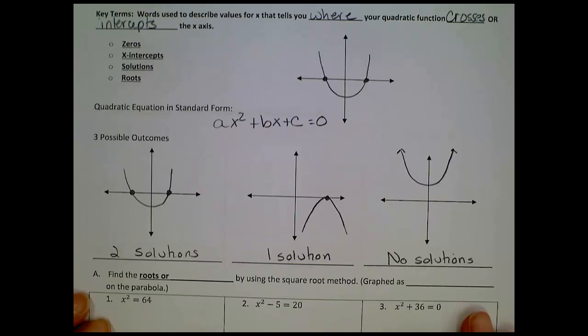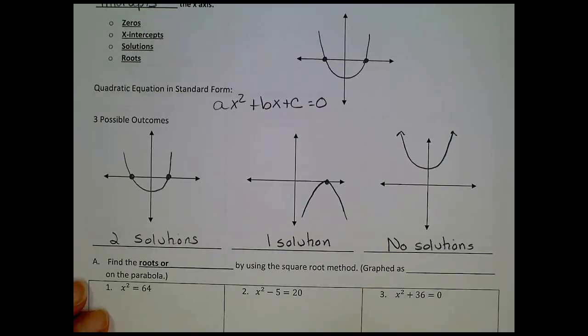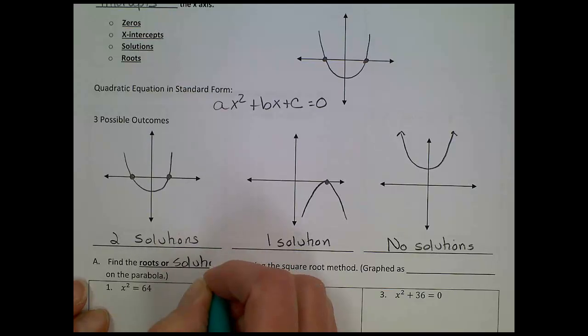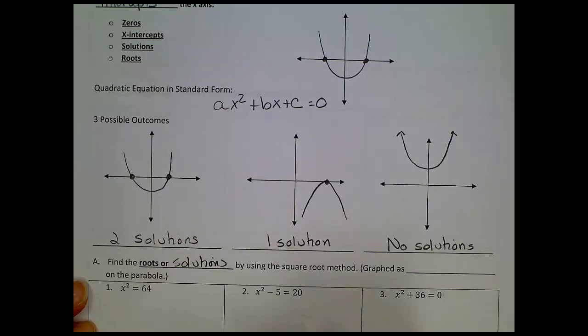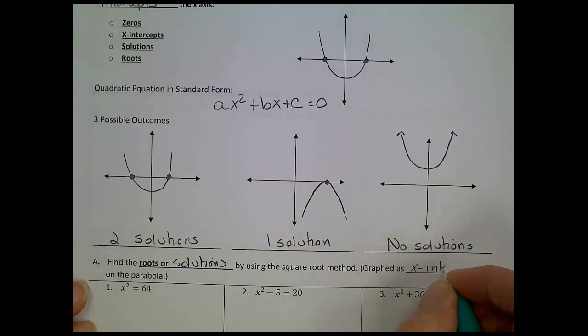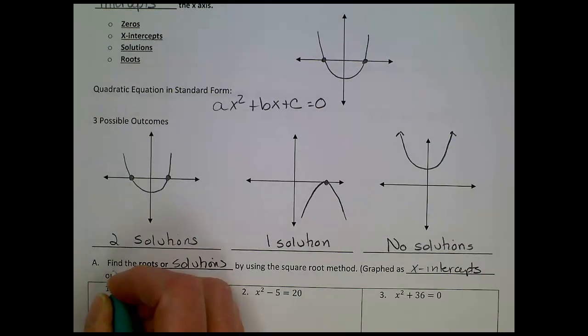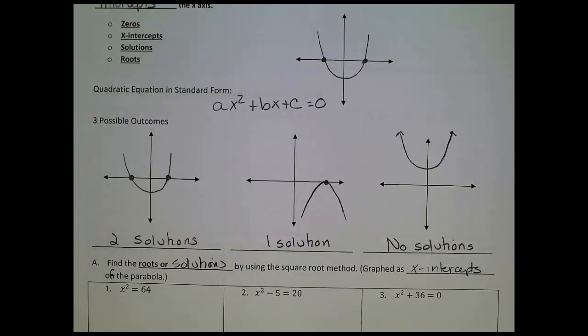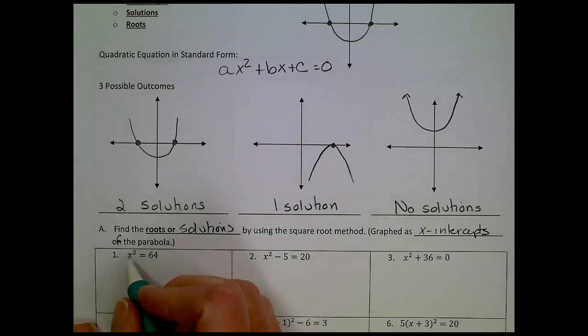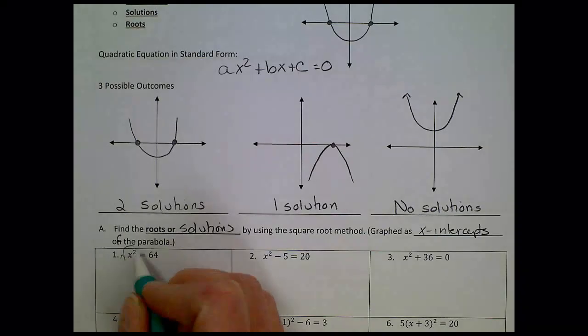Okay, part A. Find the roots or solutions by using the square root method, which are graphed as x-intercepts of the parabola. Okay, first one, number one. Now we've solved problems like this before, so I'm going to go through this kind of quickly. To get rid of an x squared term, it's isolated, we take the square root of both sides.